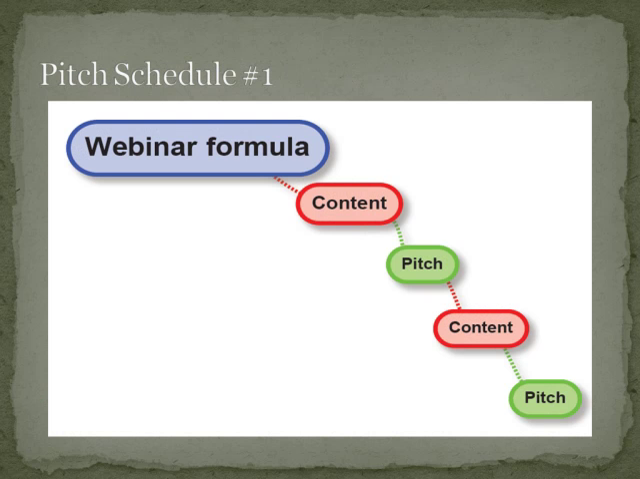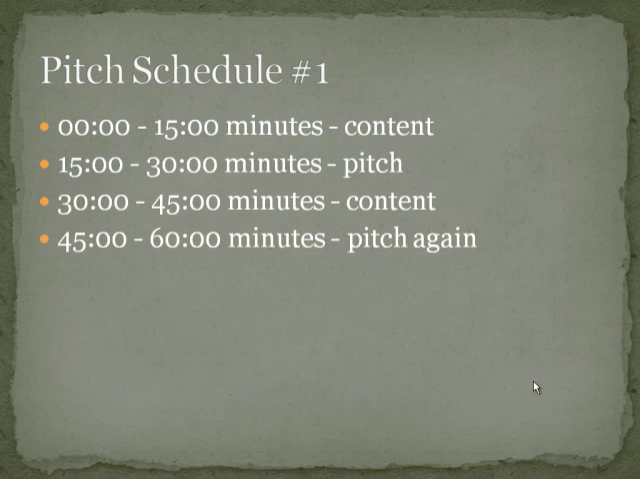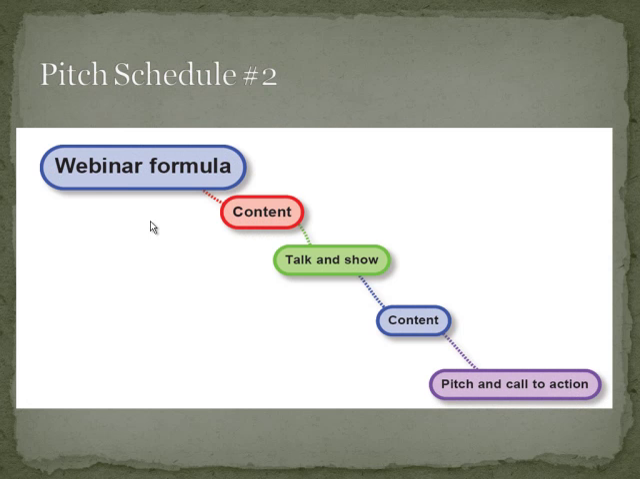Now, let me give you two pitch schedules. Pitch schedule number one, as you can see here, is pretty much the webinar formula that I showed you earlier. It has the content, then you have a pitch, then content and the pitch. So it's pretty much what we talked about earlier. Pitch schedule number two, you've got the webinar formula, you've got the content, and then you talk and show about your product, not necessarily saying, hey, you need it now. You talk and show people that you have this awesome product.